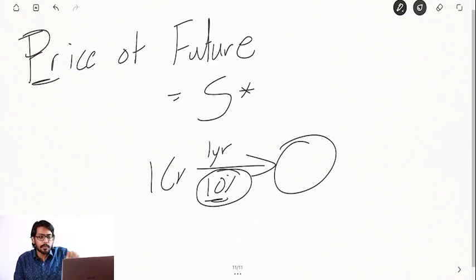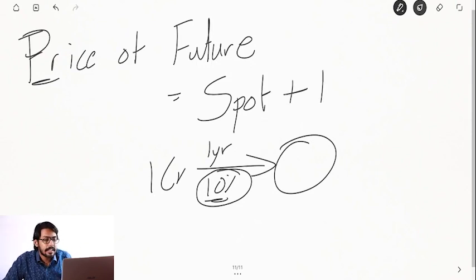So the price of a future is, you can say in words, let's write in words first: spot price, meaning the price of the asset today, plus interest. Spot price plus interest, okay, for that period.